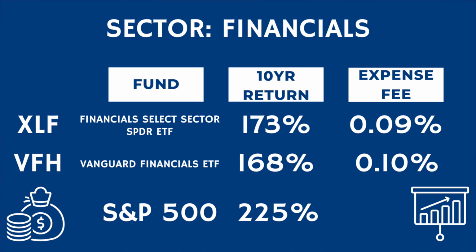The financial sector is another sector that can add some volatility, depending on what the economy is doing. If the economy is expanding and companies are looking to take out more debt to grow, this is going to benefit financial institutions. In terms of expense fees for these two ETFs, XLF has an expense fee of 0.09, with VFH having an expense fee of 0.10. So both of them are considered to be low-cost ETFs.